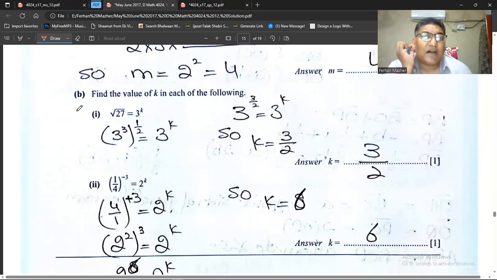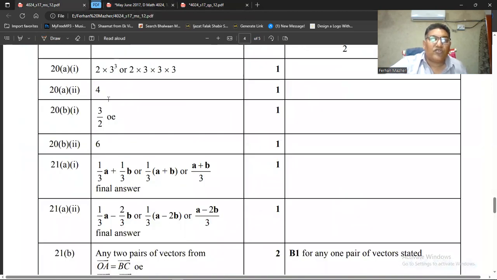So I will compare the powers. So k will be equal to 3 by 2. So k equals 3 by 2. And that is the right answer, sir. Okay.